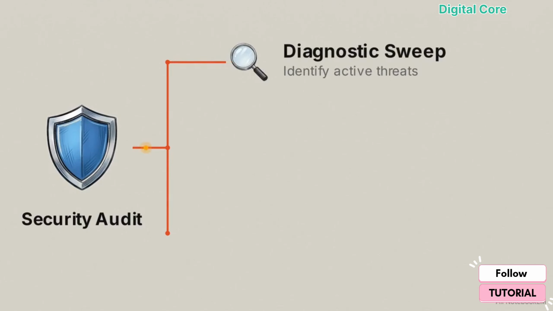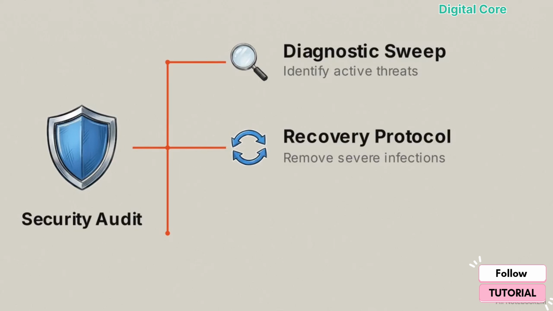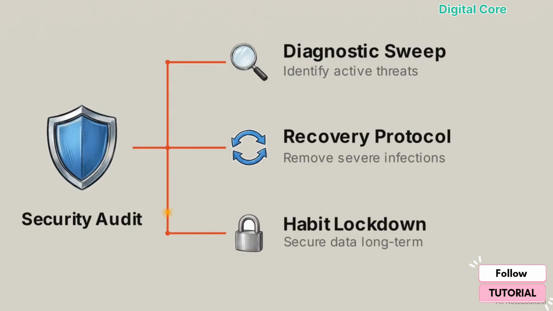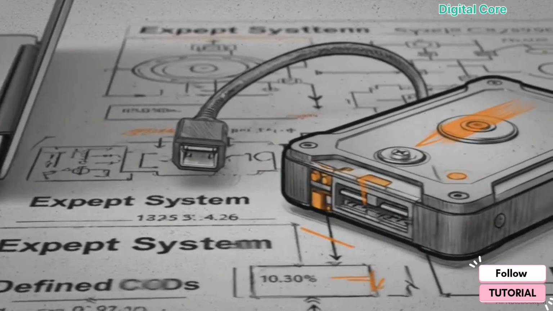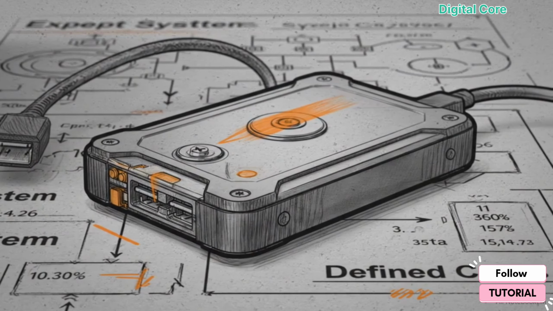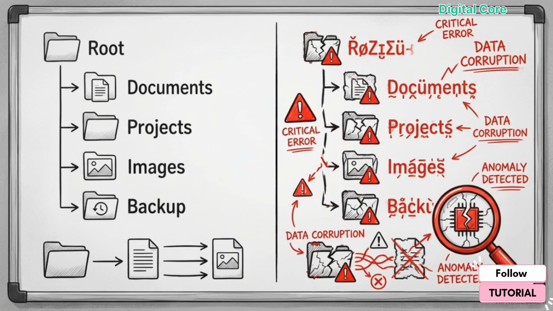This includes a diagnostic sweep to identify active threats, an emergency recovery protocol for severe infections, and a habit lockdown to secure your data long-term. To perform this audit, you need the compromised computer, physical access to its connection ports, and an external offline backup drive. Identifying these symptoms early determines whether you can resolve the issue with a simple cleanup or face permanent data loss.